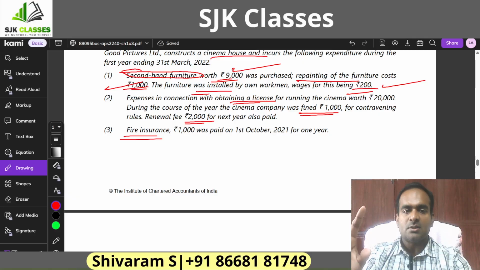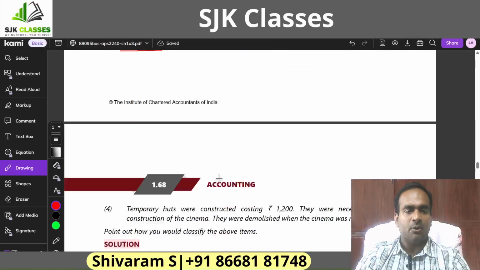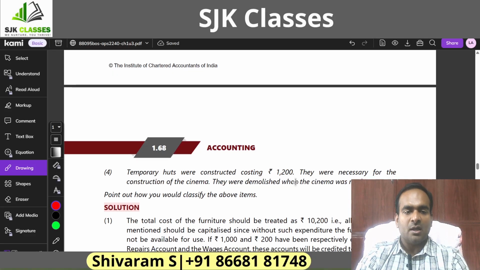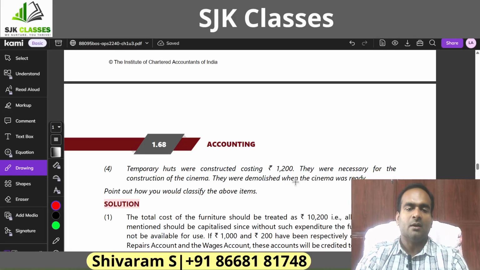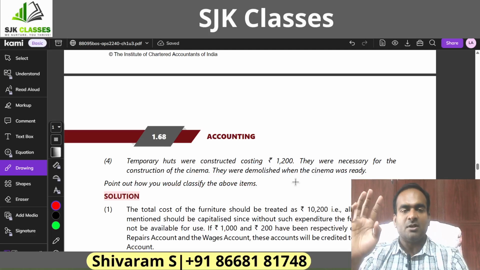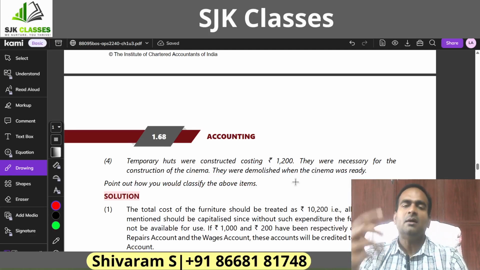So fire insurance is going to be a revenue expenditure. Easy point. Next one. Temporary huts were constructed, costing 1,200. They were necessary for the construction of the cinema. Already seen this point before itself. They were demolished when the cinema was ready. So without these huts, I will not be able to construct the cinema hall. So for getting that benefit, I have to incur this expenditure. So what is this? This will be a capital expenditure.